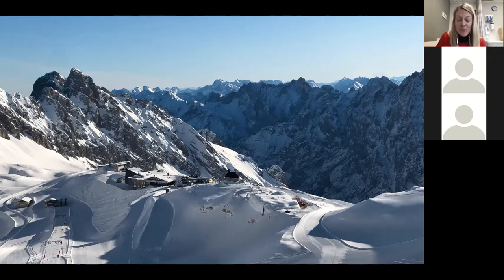Oh, this photo. This is actually taken from the Zugspitze. It's in Germany. It's the highest peak in Germany. And I went there pre-COVID. There's a nice little igloo hotel right here, which is kind of cool. It was very cold in there. I did not stay there.